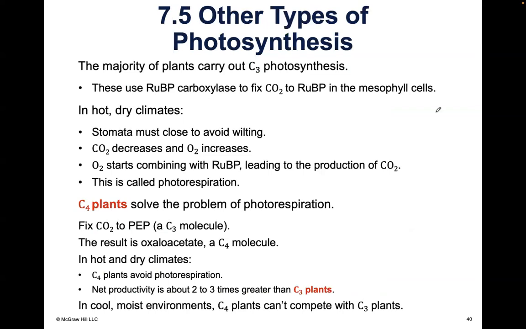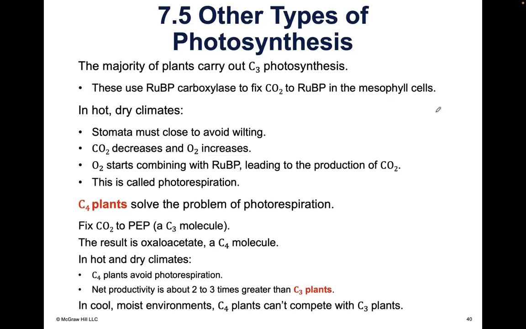So now, all the types of photosynthesis which can happen: the majority of plants usually carry out C3 photosynthesis. This uses the enzyme ribulose 1,5-bisphosphate carboxylase to fix CO2 to ribulose bisphosphate in the mesophyll cells. Mind you, we talked about the mesophyll. It is a place in the leaf where all of the processes of photosynthesis usually take place.